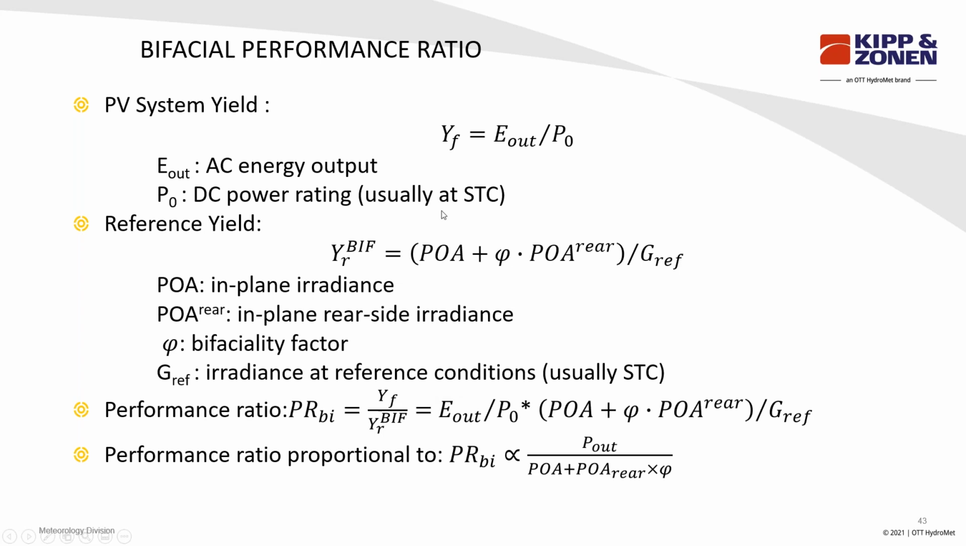Now, again, as in the monofacial case, the performance ratio is the system yield divided by the reference yield. And when you write it out, it looks like this. And so the change is that instead of only plane of array, there is an effective irradiance, which is plane of array plus the bifaciality factor times plane of array rear.